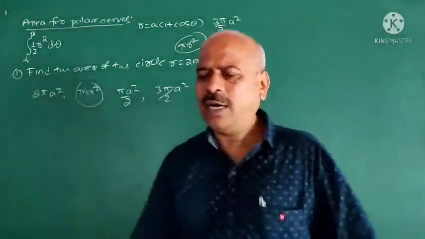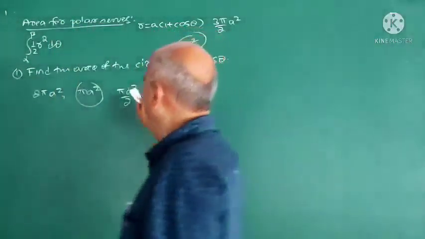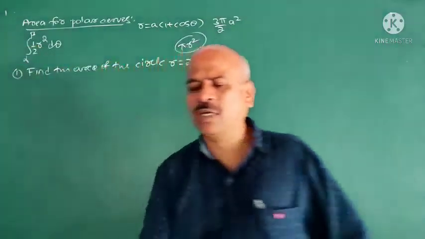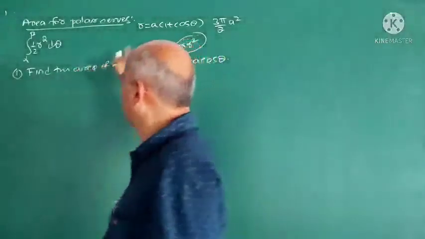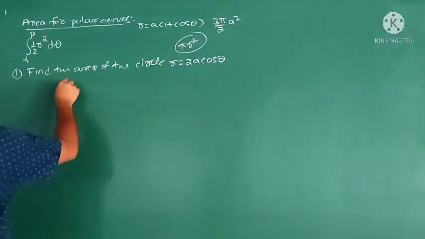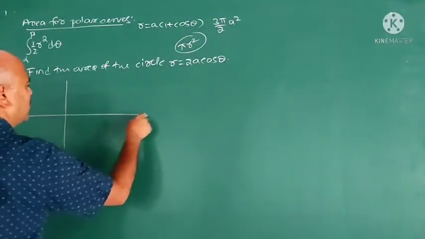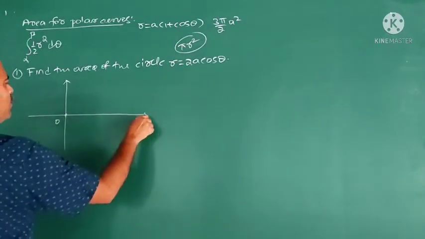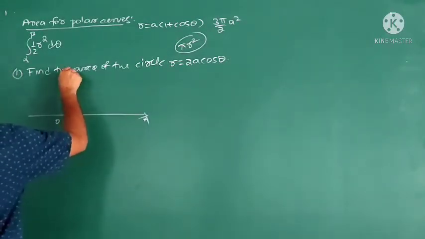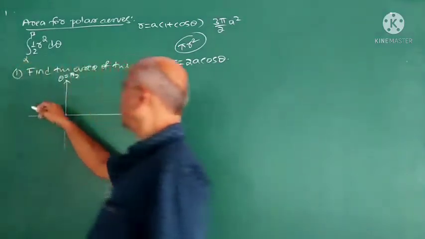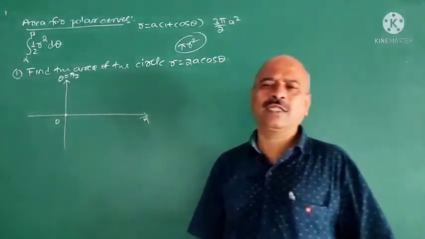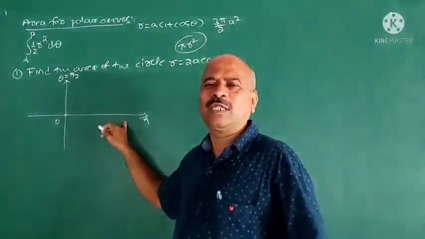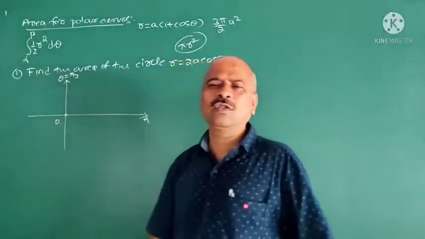But here I derive that one using the formula for area under polar curves. I obtain the area. For that, first you have to trace this curve, r is 2a cos theta. I take this as the initial line and this as theta is equal to pi by 2. For the Cartesian system they are the x and y axes. For polar coordinates, the positive x axis is the initial line, and this is the line theta is equal to pi by 2.